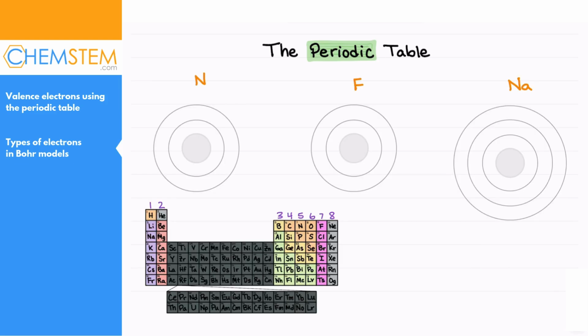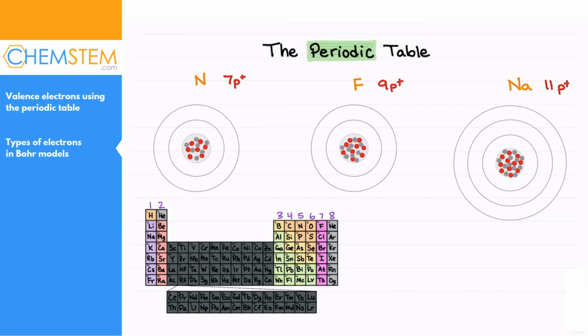We're going to draw 3 different Bohr models for 3 different atoms, neutral atoms: nitrogen, fluorine, and sodium. So we're going to look at the atomic number. Nitrogen is going to be 7, so it's going to have 7 protons here. Fluorine is going to be 9, and then sodium is going to be 11, so it's going to have 11 protons in the nucleus. Let's draw those in.